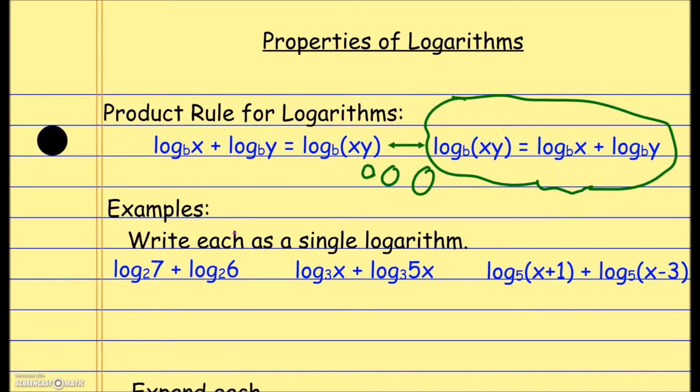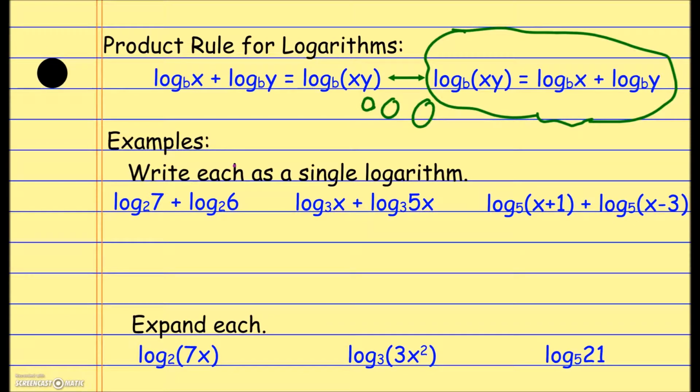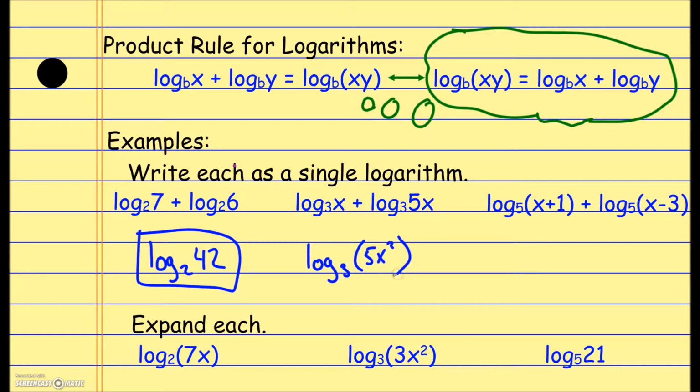All right, for example, I'm going to look at these. Here I've got log base 2 of 7 plus log base 2 of 6, and I can rewrite that as log base 2 of, well, that addition becomes multiplication inside the logarithm, and 7 times 6 is 42. And that's it. If I look at the next one, log base 3 of x plus log base 3 of 5x, again, if this is addition, I'm going to rewrite it as one logarithm. It's log base 3 of, it becomes multiplication inside the logarithm, which is 5x squared.